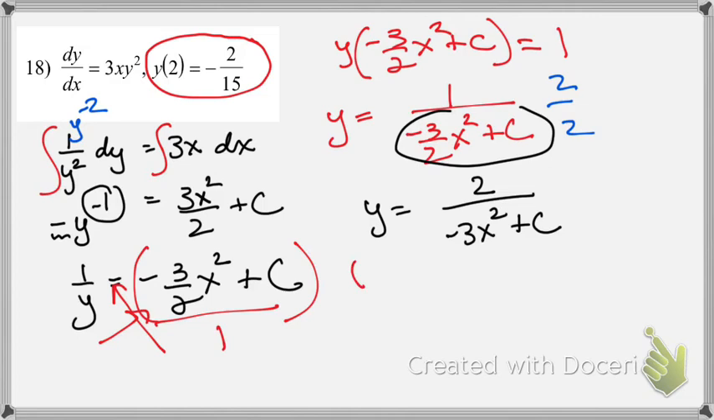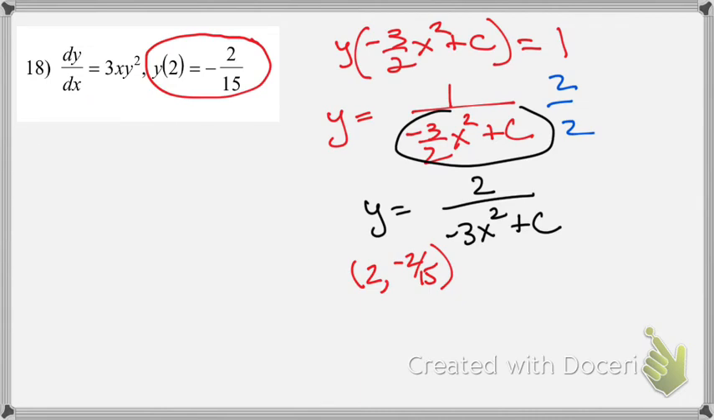Okay? Now I'm going to go ahead and solve for c. Plugging in 2 comma negative 2/15. And I'm going to have to make some more room for this. Hold on. Okay, so y is negative 2/15. And x is 2. So if I let x equal 2, square it, you get 4. Times negative 3 is negative 12.